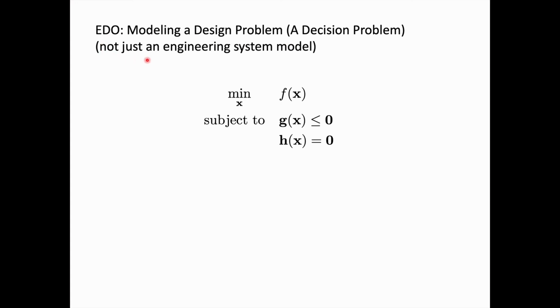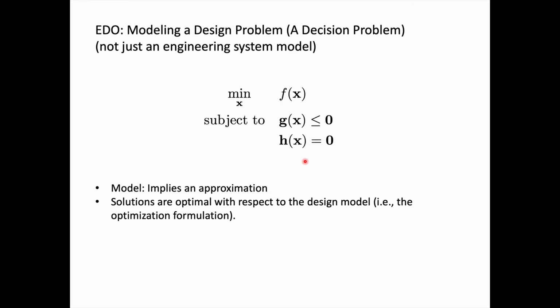This is quite distinct from an engineering system model, where an engineering system model is one that is capable of modeling or predicting the behavior of a system given a design. Rather, a model of a design problem models the decisions that we should make to achieve our design goals. Because we're using this term model, this implies that we are making an approximation. And this is true. We are making simplifying assumptions as we formulate a design optimization problem. It's important to keep in mind that solutions are optimal only with respect to the design model.